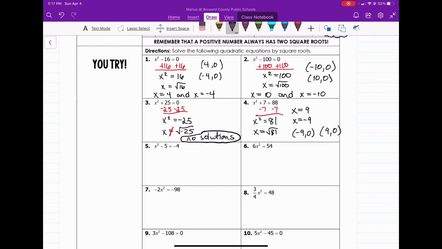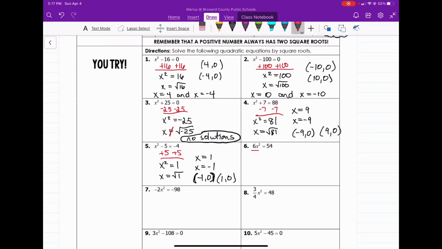Number 5. We can add 5 to both sides to get the x squared by itself. That would leave us with x squared is equal to positive 1. If we take the square root of positive 1, we get x is equal to 1, x is equal to negative 1, which makes our x-intercepts (negative 1, 0) and (1, 0).